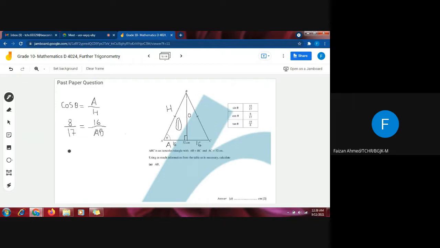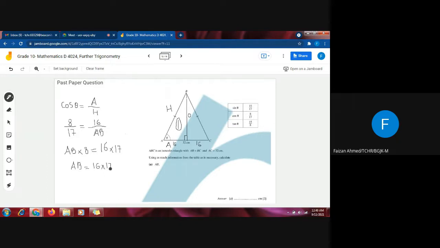This AB will go on that side, AB will be multiplied with 8, and 16 will be multiplied with 17, so I will write 16 multiplied by 17. Since I have to find the value of AB, I will shift this 8 to the other side, and it will get divided. AB is equal to 16 multiplied by 17 in the numerator, and this 8 will shift into the denominator.